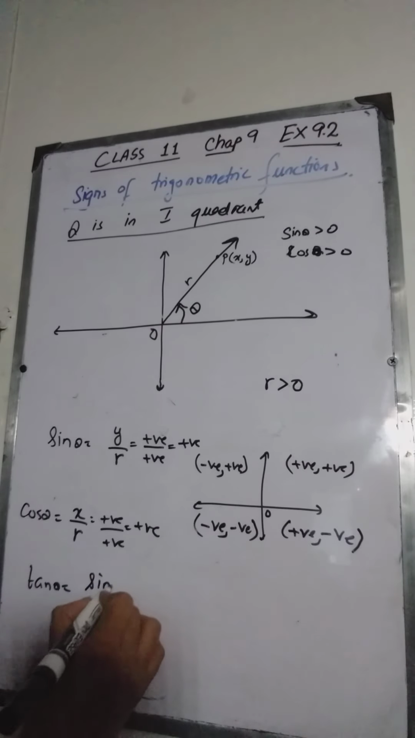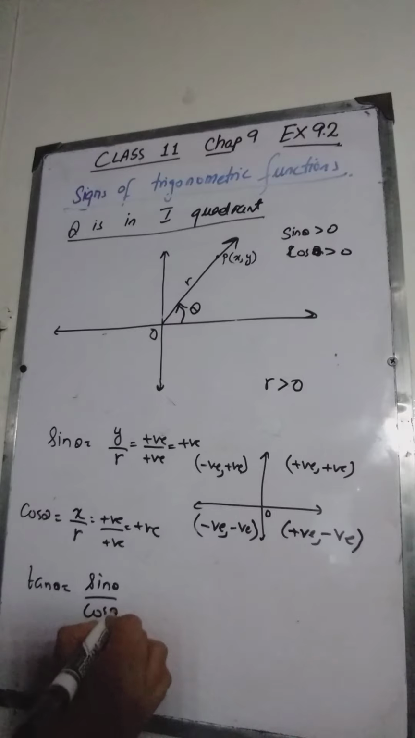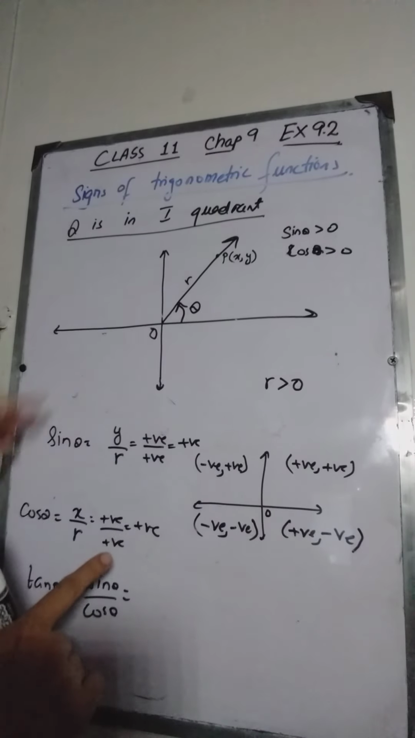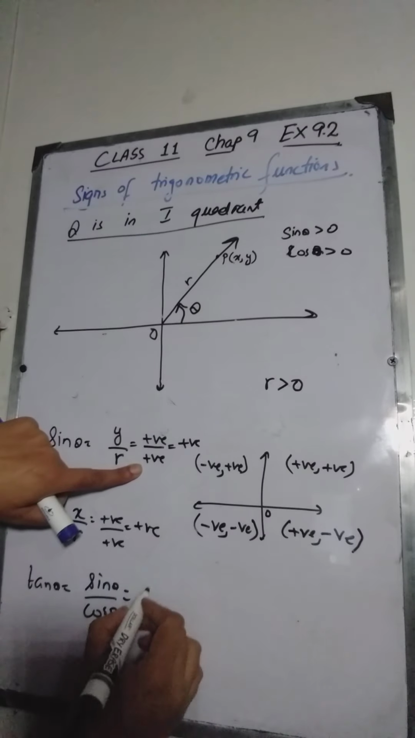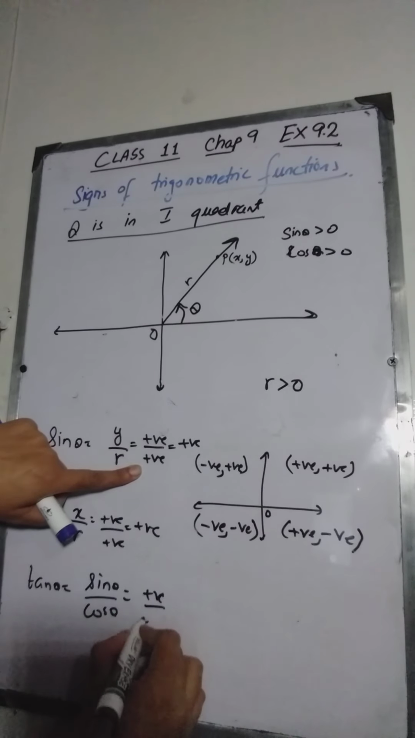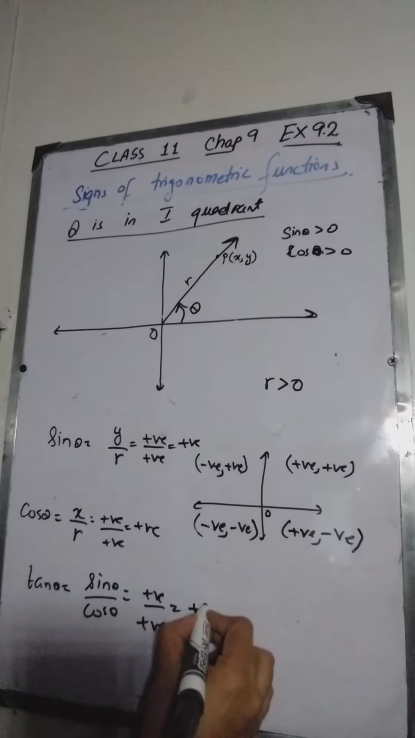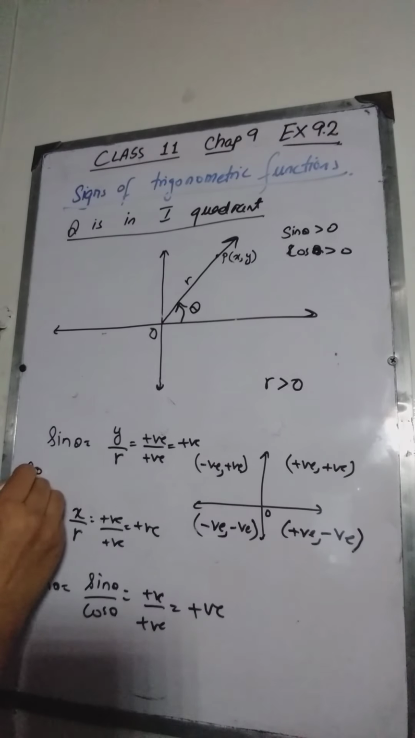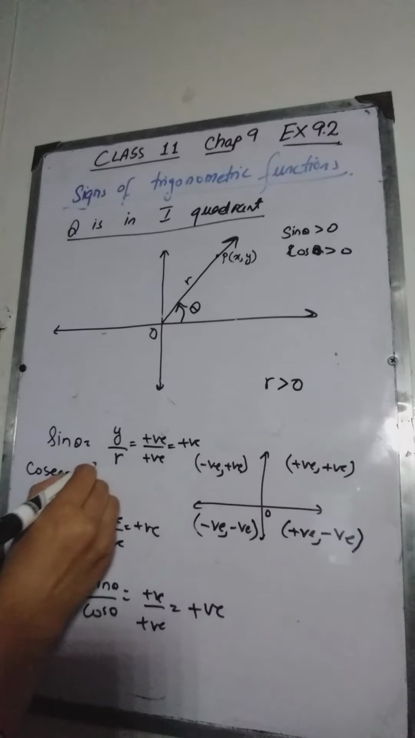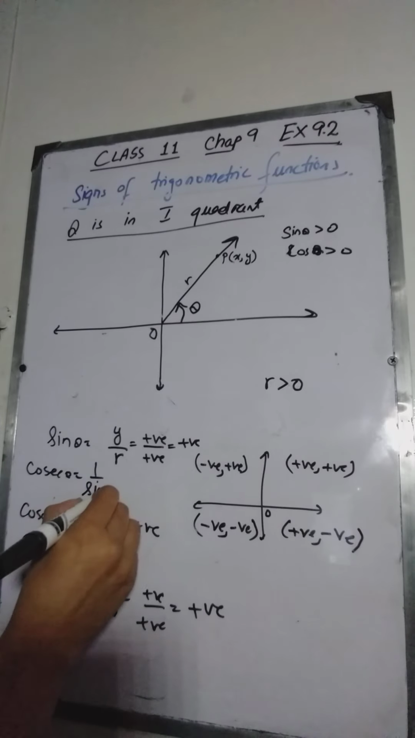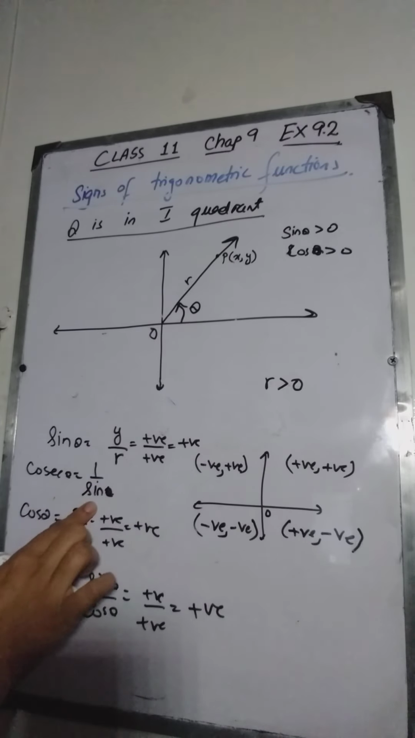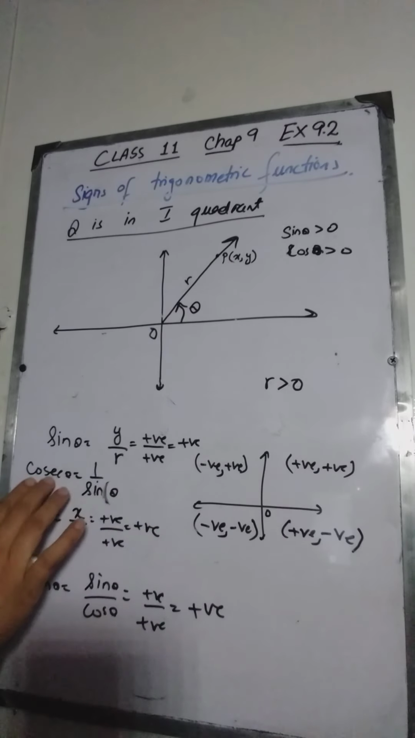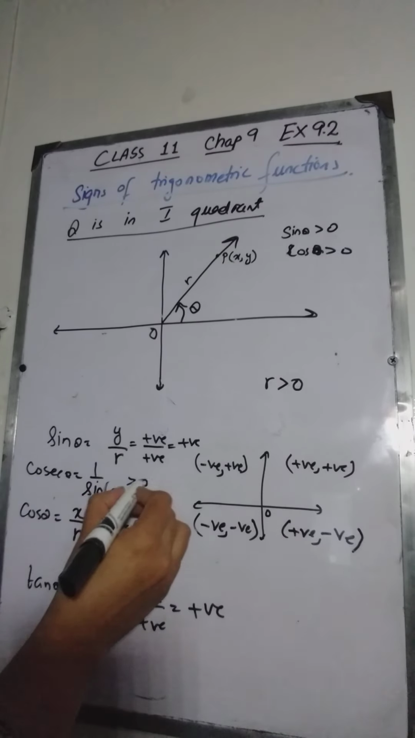Now coming to tangent theta. Tan theta is sine theta over cos theta. We can easily deduce that if theta is in the first quadrant, sine theta is positive and cos theta is positive, so tangent theta will be positive. Now, cosecant theta is the reciprocal of sine theta, and taking the reciprocal does not change the sign of the number. So if sine theta is positive, then obviously cosecant theta will also be positive.